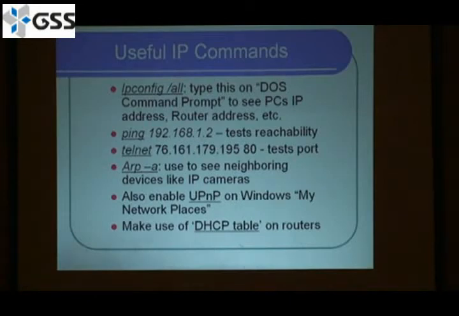Your router, network mask, those information. We will see it on the next picture.